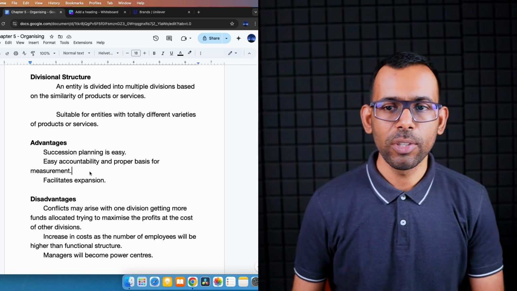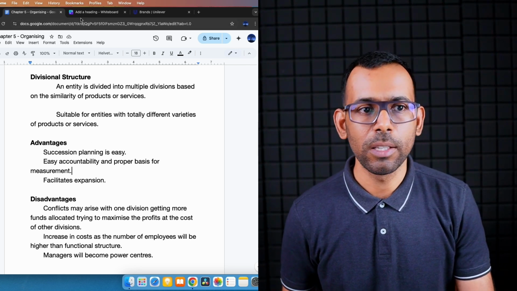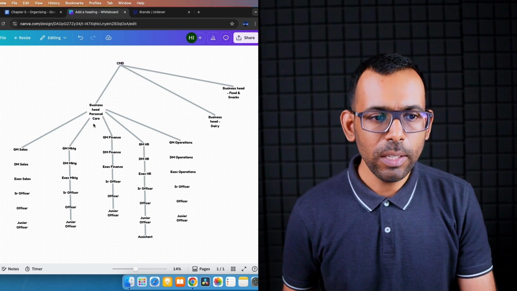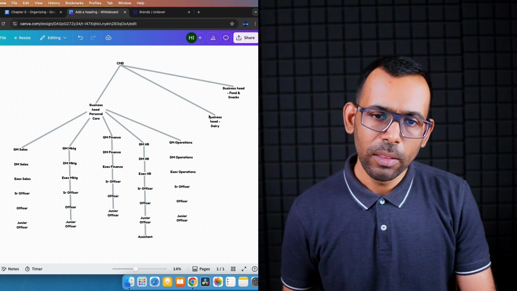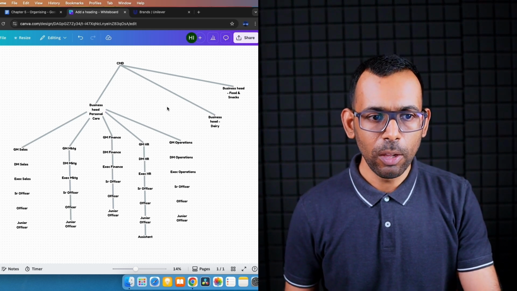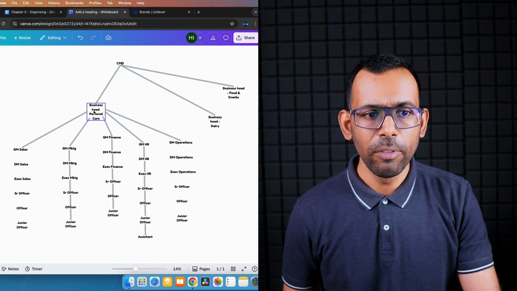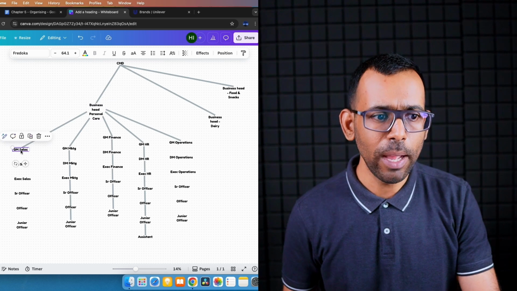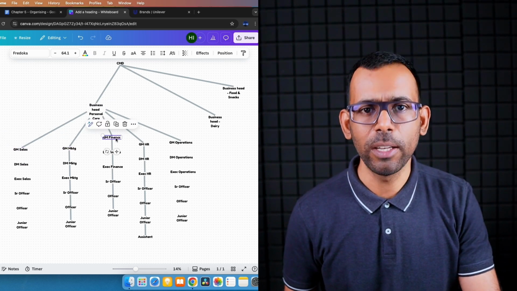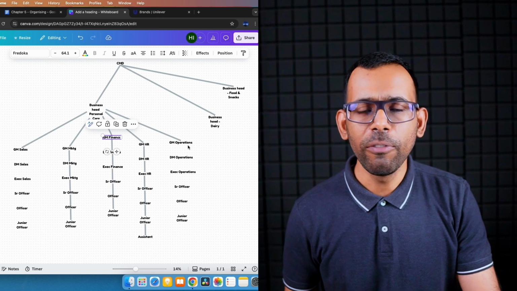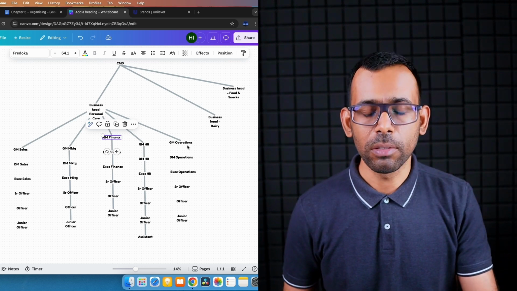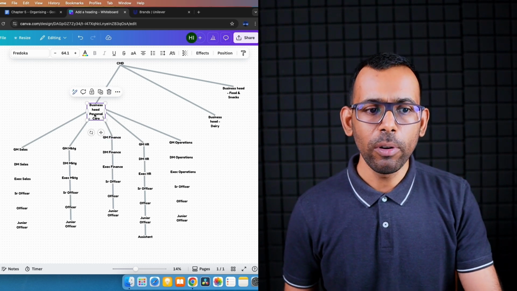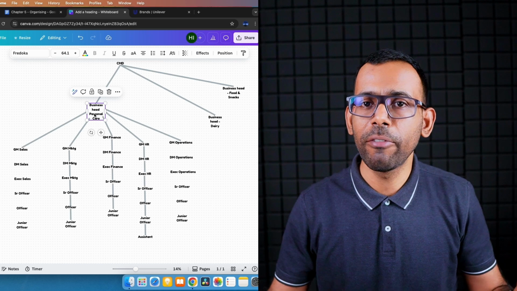The first advantage is succession planning is easy. What is succession planning? Now, if you see, the CMD is the ultimate head, but under CMD, you see a lot of business heads. Every division will have a divisional head. Each business head will work almost similar to an MD, because a business head of personal care has to manage sales, marketing, and finance. That means he has to work with all functional heads inside that division, which means it is almost like he is running a separate company himself. Therefore, he will have a wide knowledge of how each and every function is done.